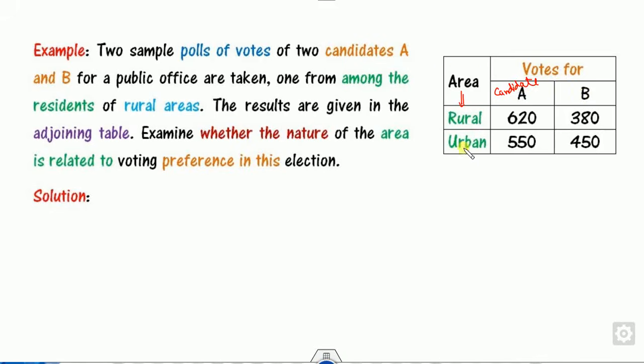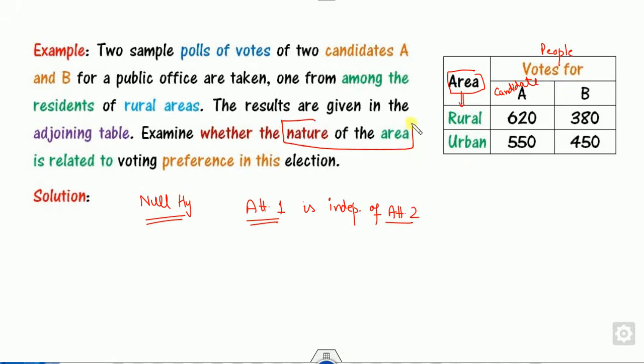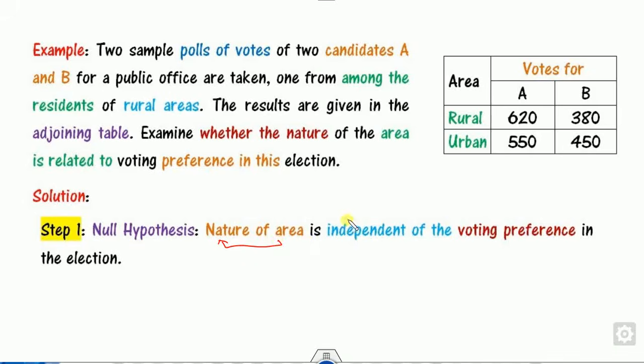Now look at that. There are two attributes. One is the area, second is the people. These are my two attributes, and in the chi-square test, the null hypothesis is always that attribute 1 is independent of attribute 2, whatever the attributes are. For example, in this case, attribute 1 is the nature of the area, and attribute 2 is the votes for the candidate, that is, the preference in the elections. So my null hypothesis is that attribute 1 is independent of attribute 2. Always remember that in the chi-square test, the null hypothesis is independence.